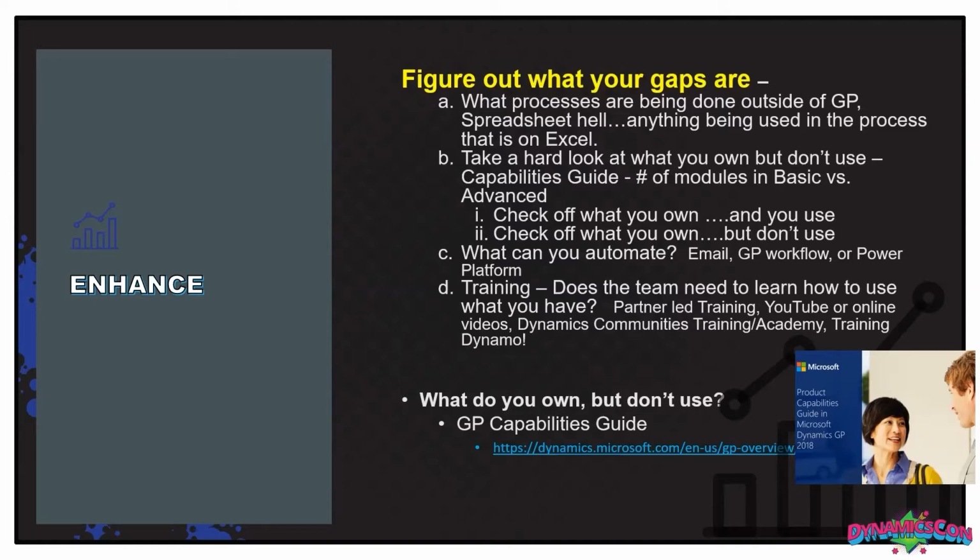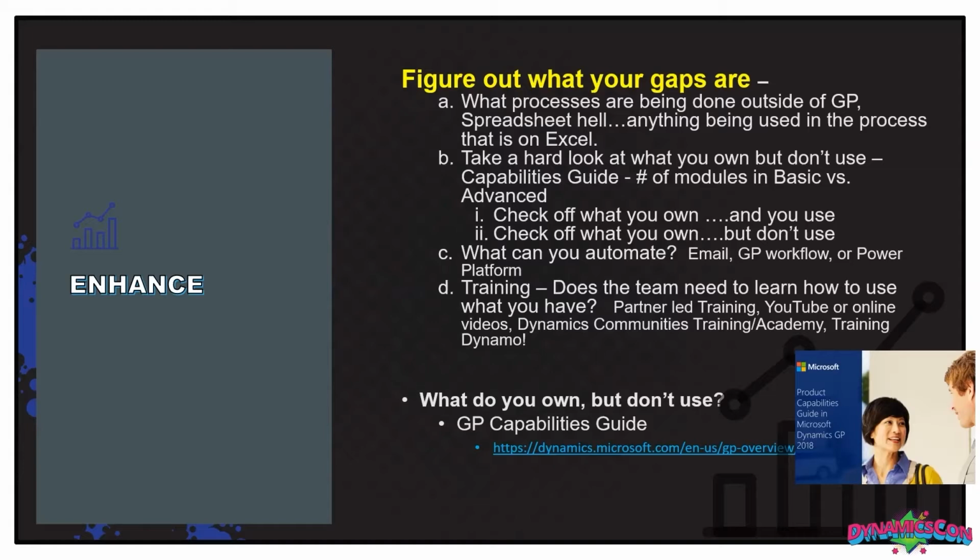Anything that is being done on Excel, that's another area to look at, right? If you're doing things to track it on Excel, maybe you need to look at how to better do that inside of GP. Take a hard look at what you own but you don't use. So there is a capabilities guide, and I put the link here. But if you just search it on a browser search engine, you can find Dynamics Microsoft has a site where you can download that capabilities guide.